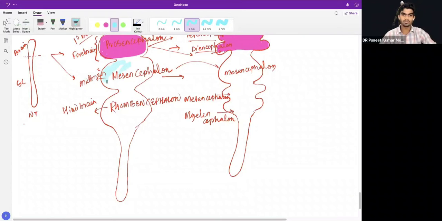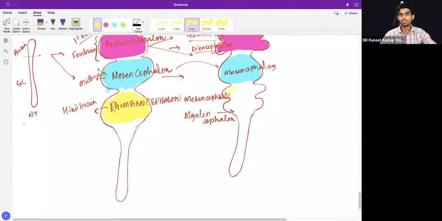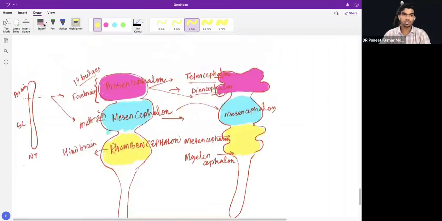Now the middle one goes as such without forming any secondary bulges. So this is the mesencephalon. And the hind part, this one is the hind part. The hind part again forms two secondary bulges. The upper one is called the metencephalon, and the lower one is called the myelencephalon.